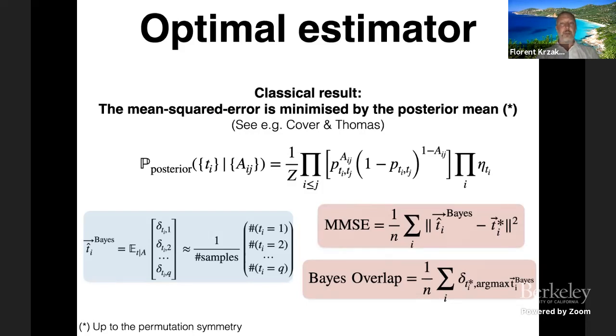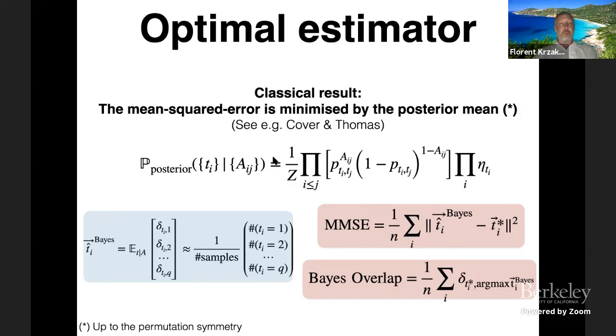In fact, if you want, for instance, to minimize the mean square error for your estimator, the best thing to do is just to sample assignments from the posterior measure, which is written here. So the posterior measure of the possible assignment t_i, given the graph, is given by this simple formula. Well, it's a simple exercise to show it.